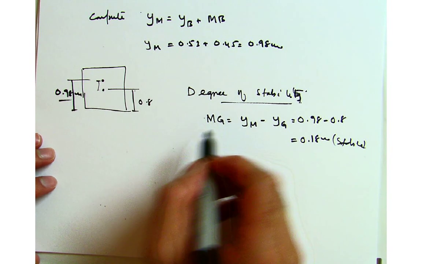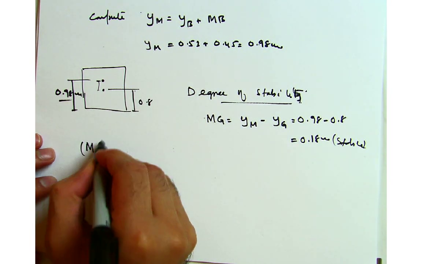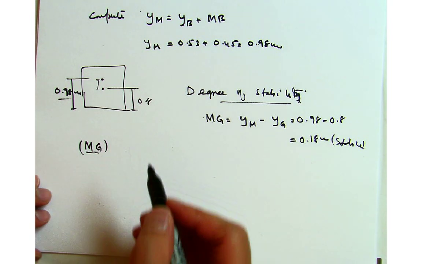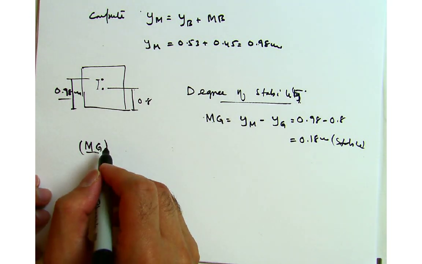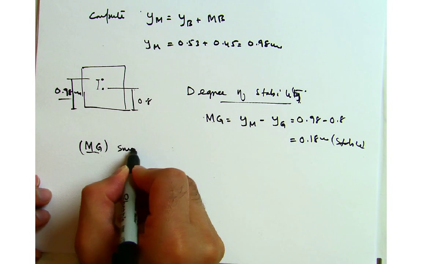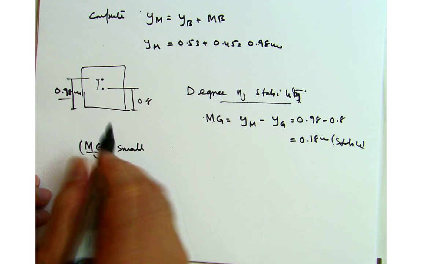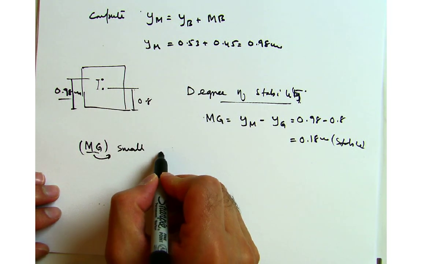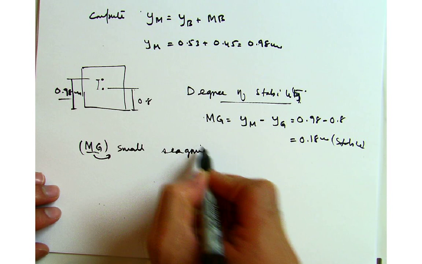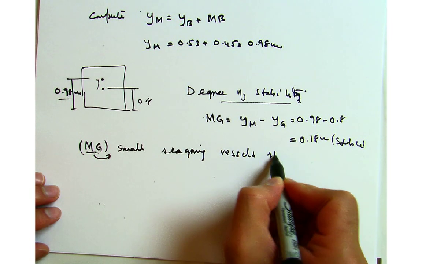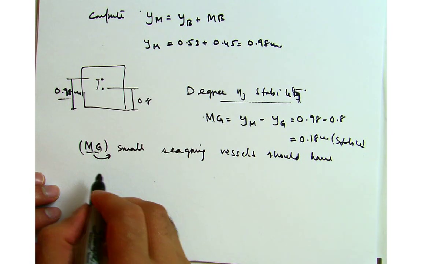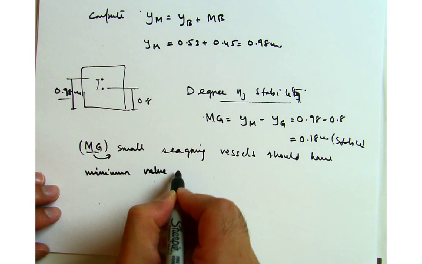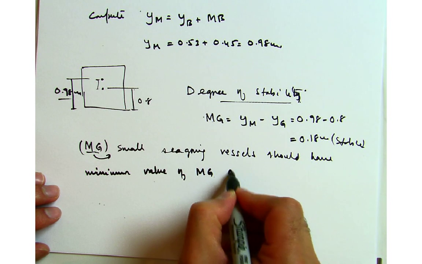Okay, so the reason we want to find this MG, and this is mostly in the literature, and especially the people who have worked in this industry of building ships and stuff. So why is this MG important? Of course M has to be above G, but small seagoing vessels should have a minimum value of MG of 0.46.